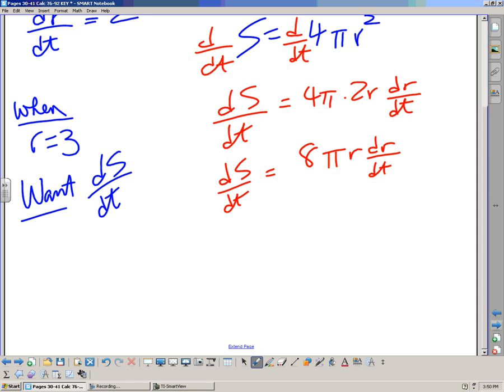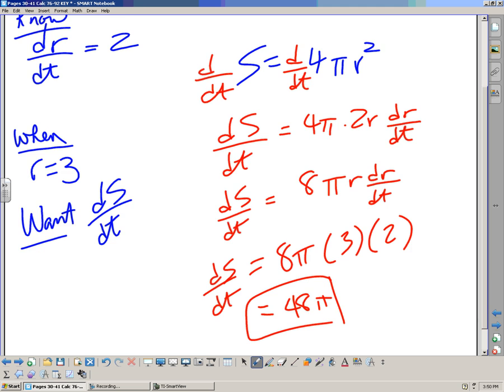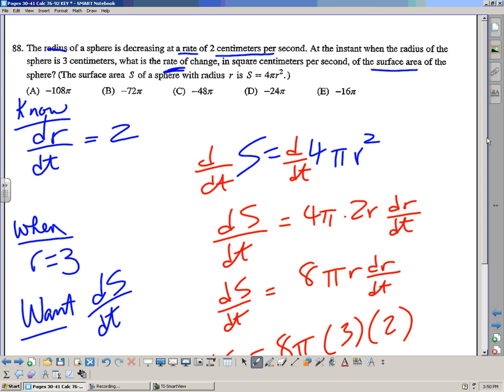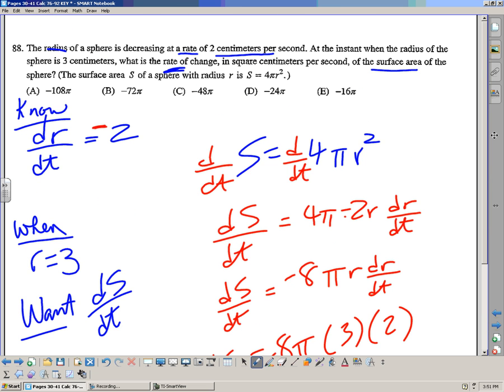I mean, so we know dr/dt was 2. We know the radius was 3. So dS/dt is just 8 times 3 times 2, which is 48 pi. And it's negative because we're decreasing. So technically, if I were to do this really correctly, dr/dt should be negative 2. Makes this negative, makes that negative. Good thing I didn't get scammed there on the answer choice, choice C.